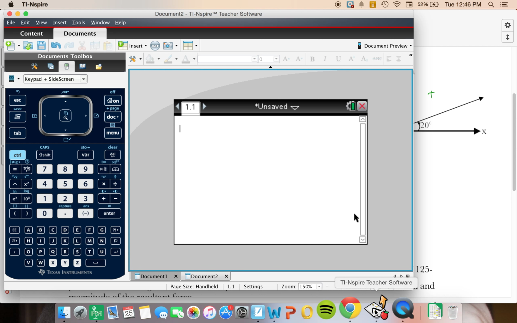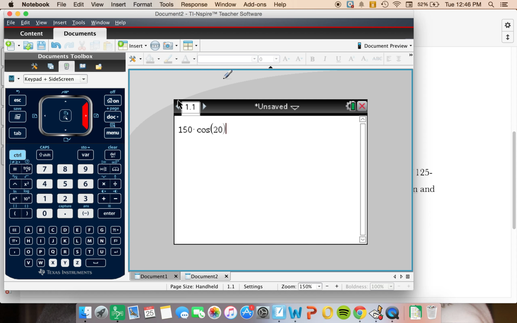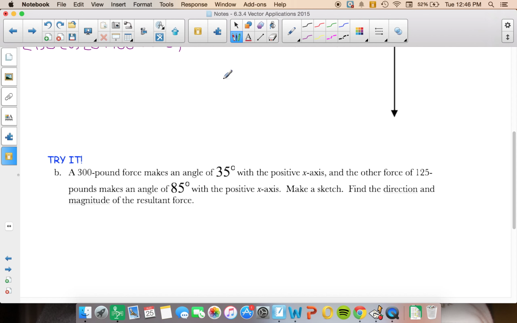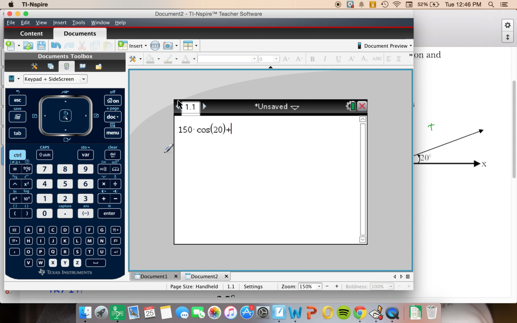And here's mine. And we want to do 150 times cosine of our force, which was 20. And we're adding to that the second vector, which was 100 cosine of 70. So that's the x component. And then we're going to do the exact same thing for the y component.